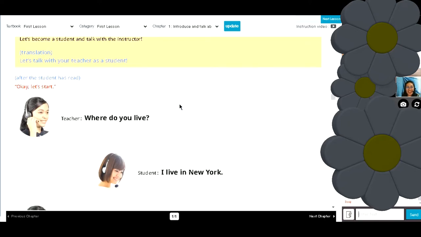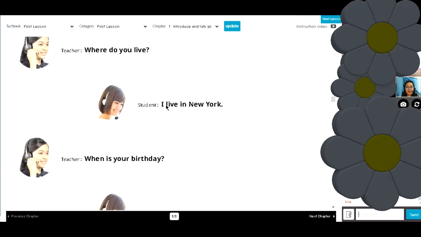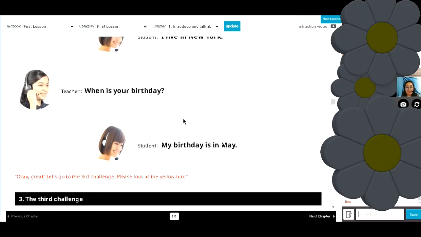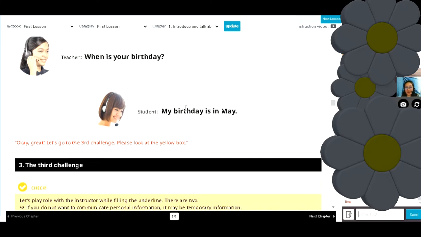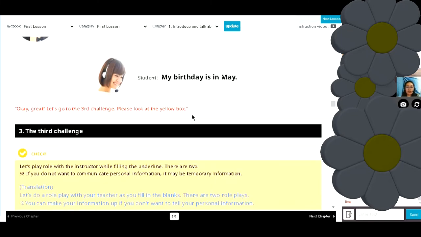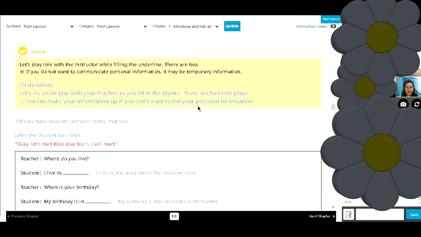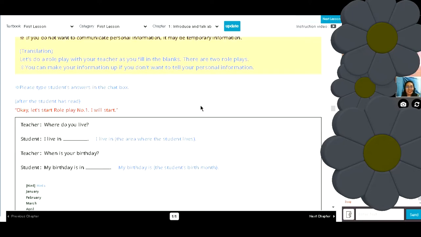Okay, let's start. Where do you live? I live in New York. When is your birthday? My birthday is on May. In May. Okay, one more time. When is your birthday? My birthday is in May. Okay, this time let's go to the third challenge. Please look at the yellow box. Okay, you're done? Yes.